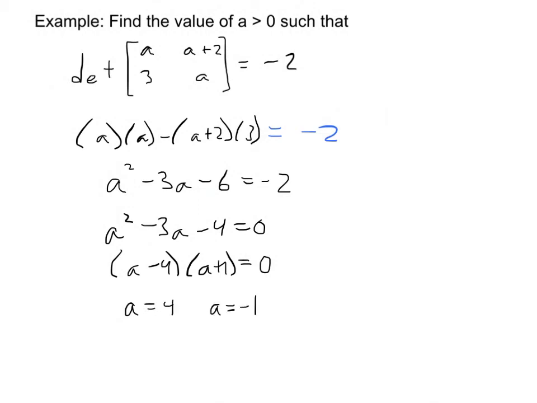So in some sense this problem has 2 solutions, except for the fact that the problem said that A had to be greater than 0. If that hadn't said A greater than 0, we would have had 2 answers. But because it says A is greater than 0, I picked the one that's greater than 0, and you're done. You found the value of A greater than 0 such that the determinant of that thing is negative 2.